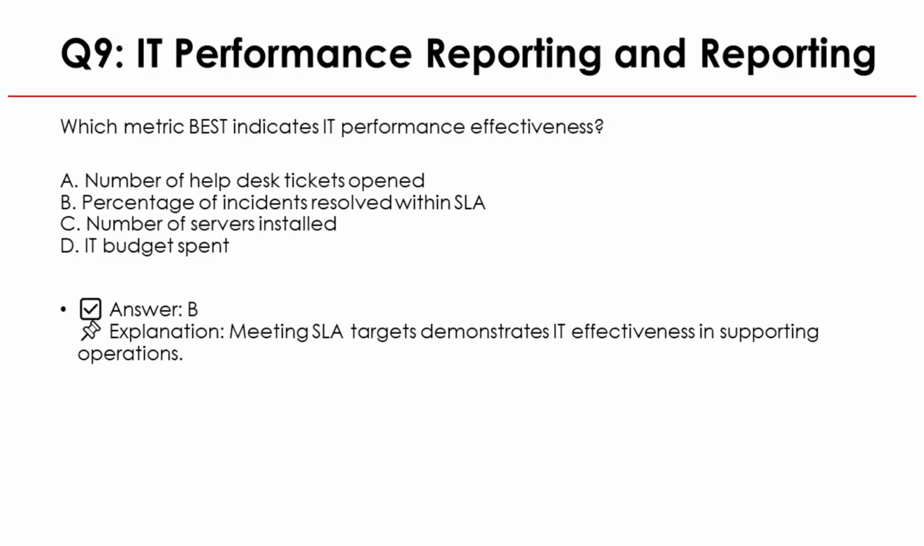Which metric best indicates IT performance effectiveness? Option A, number of help desk tickets opened. Workload, not performance. Option B, percentage of incidents resolved within SLA. Correct measure of effectiveness. Option C, number of servers installed. Capacity, not performance. Option D, IT budget spent. Efficiency, not effectiveness. Correct answer, B, percentage resolved within SLA. It's not about how many patients a hospital sees, but how many are treated successfully.